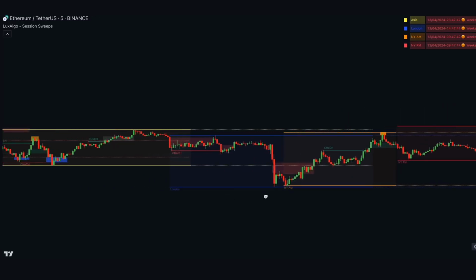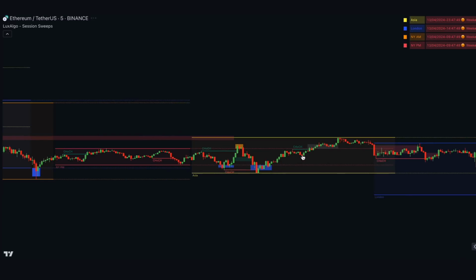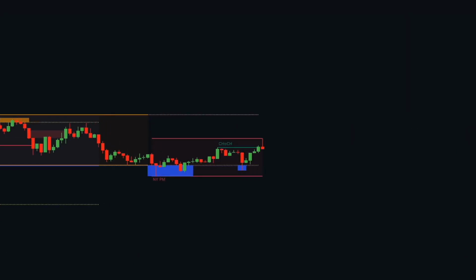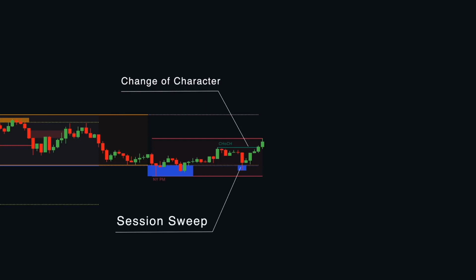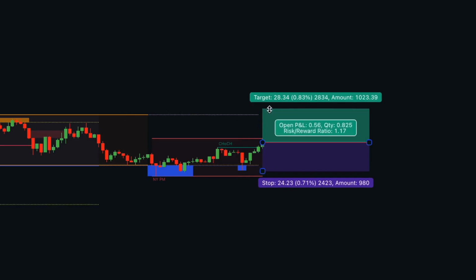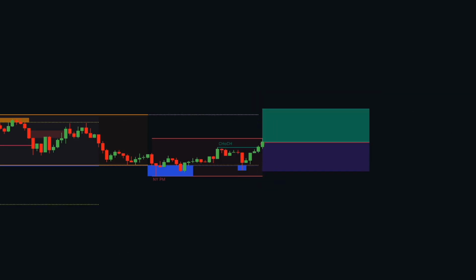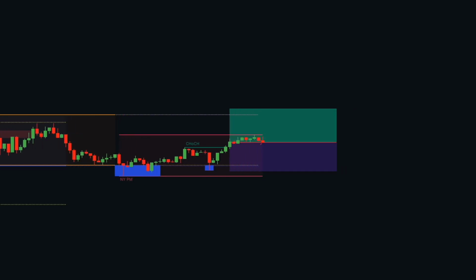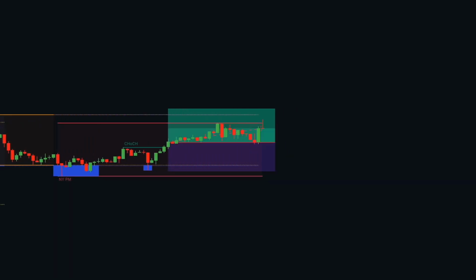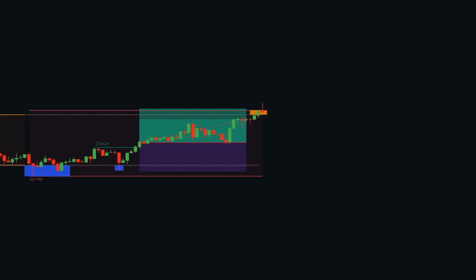A market structure shift refers to a change in market direction, either from an uptrend to a downtrend or vice versa. A part of a common entry model when using session sweeps is waiting for the formation of a change of character after a session sweep. After the formation of a CHOCH, you can enter a position when the price enters the area of a fair value gap. This entry setup is commonly used by ICT traders. It works in short time frames like 5 and 15 minutes.